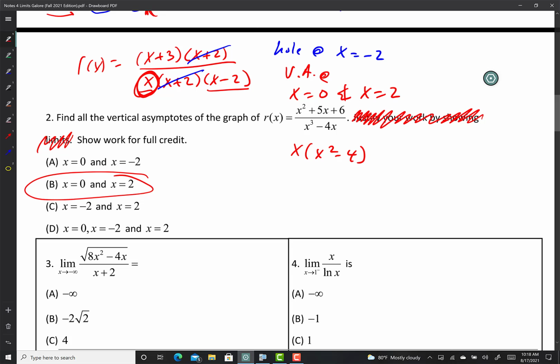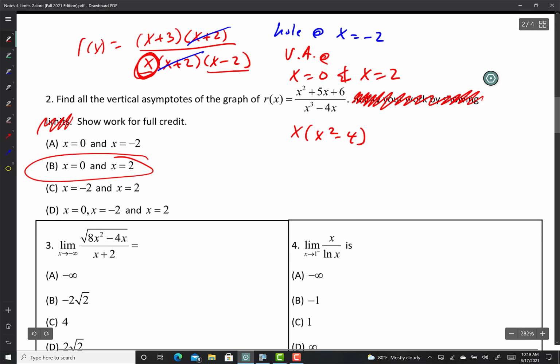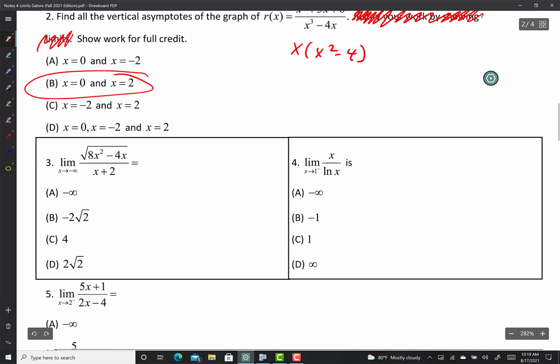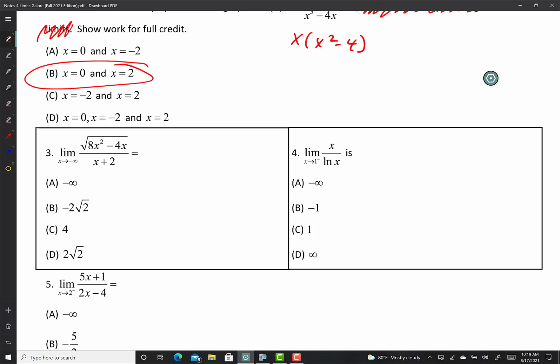Are we okay, guys? All right. Here we go. Number 3. Let's see how smart you guys are. We just talked about this one on the first page. What do you think that one is?